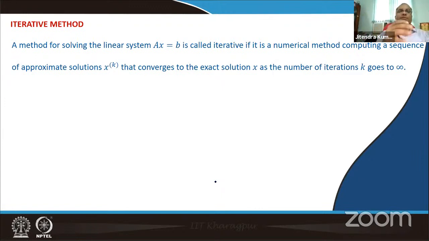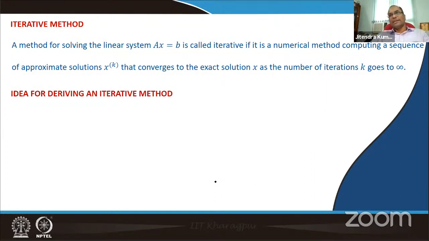You have to start with something, and then you supply it to the iterative formula, and you will get better and better values. Better in the sense that after a few iterations, these values will be approximating the solution of the given system. This is what the iterative methods do.